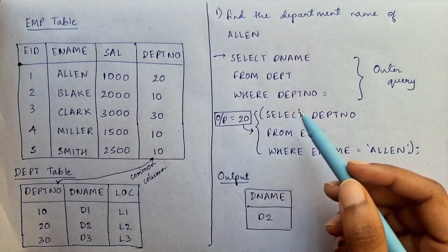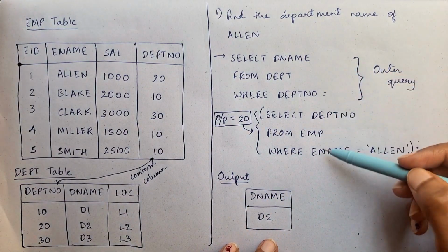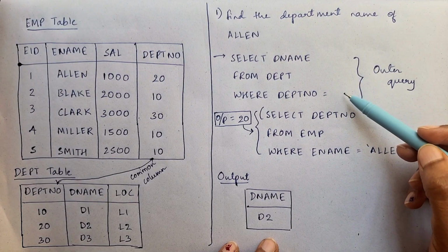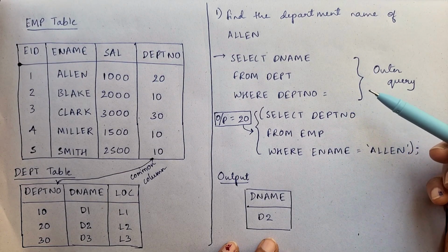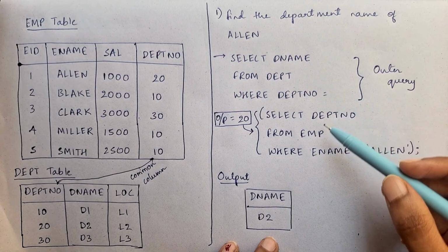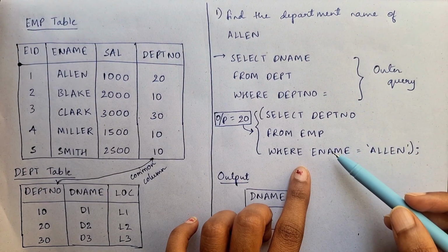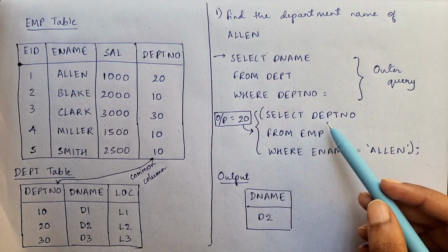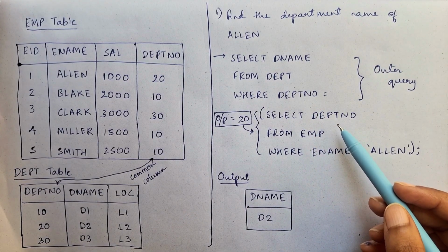This is the query, guys, and this whole query has two queries. This is the outer query and it is responsible for fetching the department name. Inside this query, we have the subquery, and this subquery is used to find the department number of Alan.